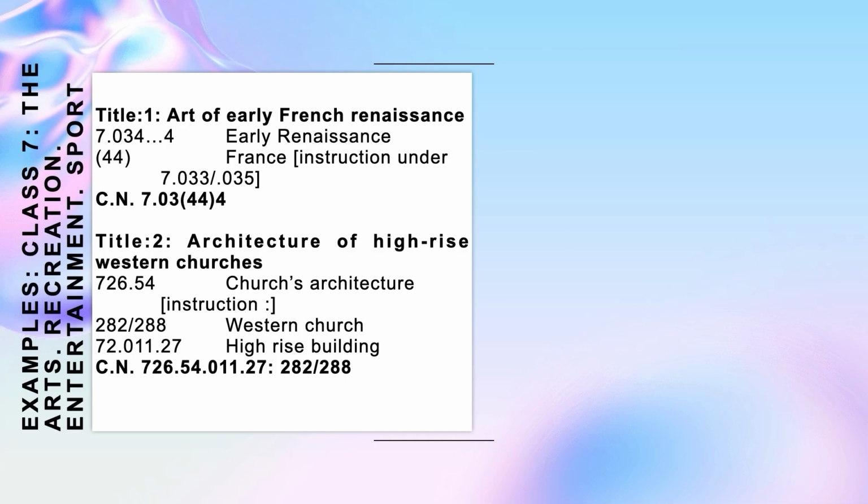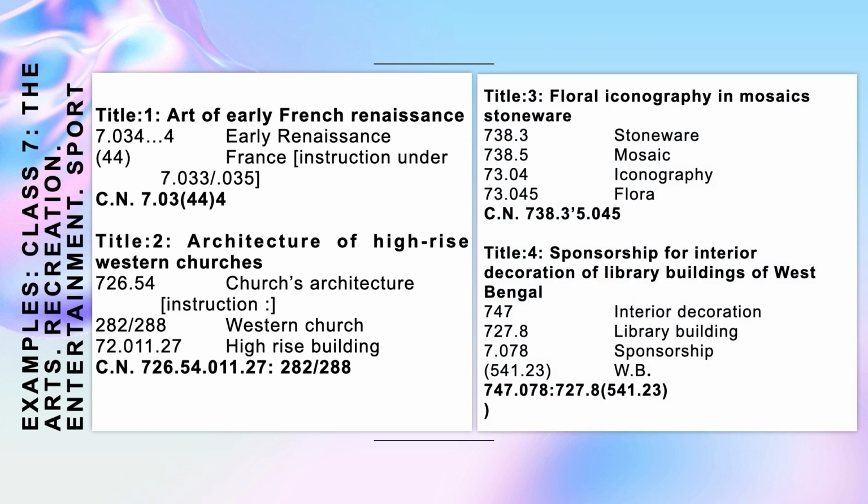Then title 2, architecture of high-rise Western church. So church architecture, that is 726.54, and there is an instruction that we can use the colon sign for other types of church. So 282 to 288 is Western church, and high-rise building is 72.011.27, that is special auxiliary. So the class number will be 726.54.011.27 082/288. Then title 3, floral iconography in mosaic stoneware.